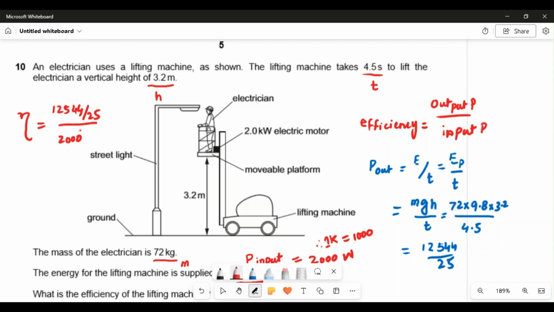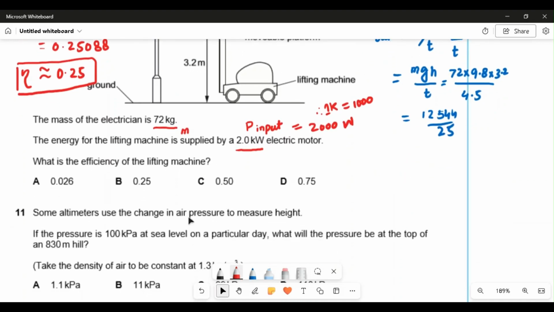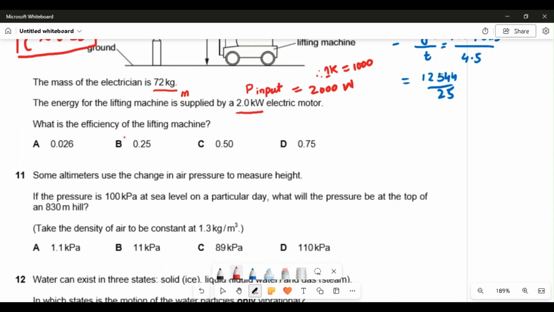It gives me 0.25088, and that is approximated to 0.25 in two significant figures, and this is the efficiency. It does not have any unit. Why does it not have a unit? Because it is output power, that is in watt, over input power, that is also in watts. Moving to question number 11.